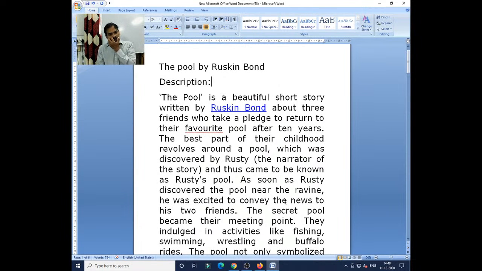So today we will discuss the whole story, whatever you have in your textbook, the whole story is given. Once you read out the text, you will be able to understand, and let me discuss also what actually happened in the story, how many characters are there in the story. Everything is given in detail, so you will be able to understand what this is all about: The Pool by Ruskin Bond.